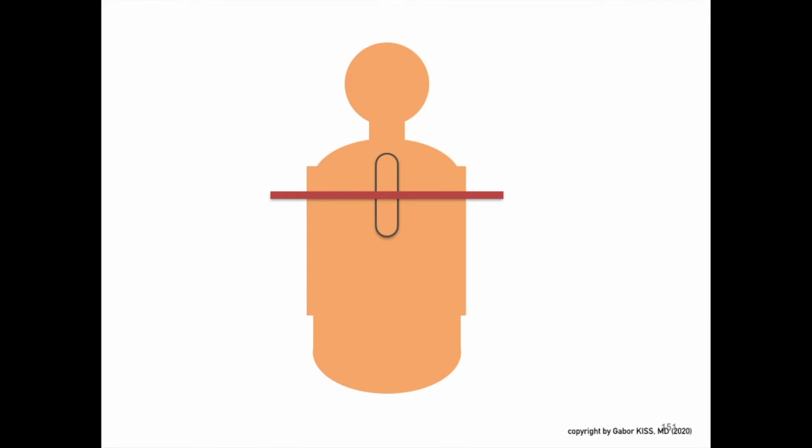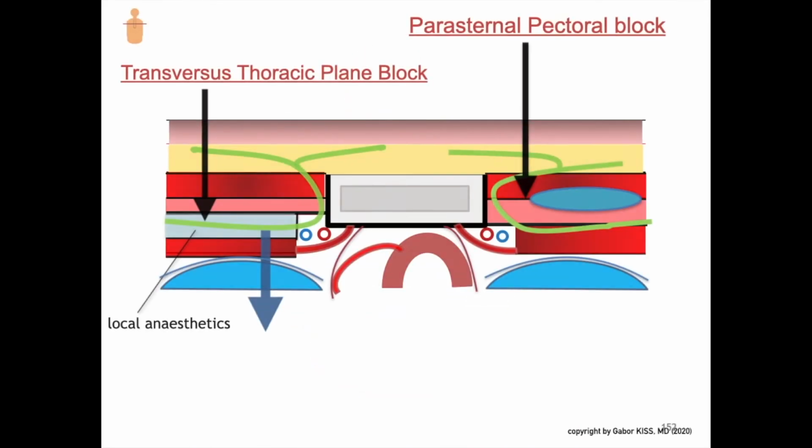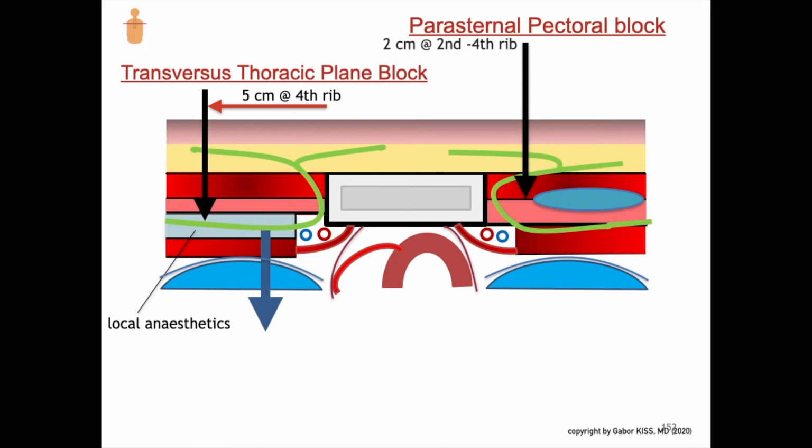Let's look at the needle insertion on a transverse cross-section view. Paracini et al. described a distance for needle insertion of approximately 5 cm lateral to the sternal border at the level of the fourth rib to perform a TTP block. This is in contrast to the PIP block, which is performed over the second and fourth rib with a scanning distance of about 2 cm lateral to the sternum.